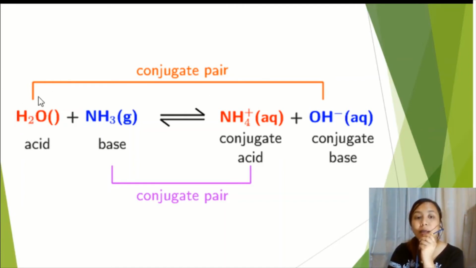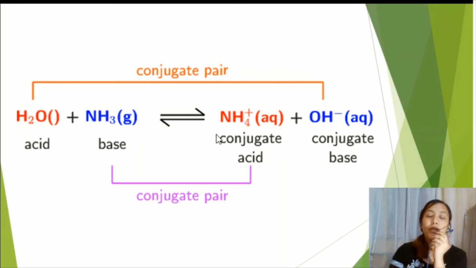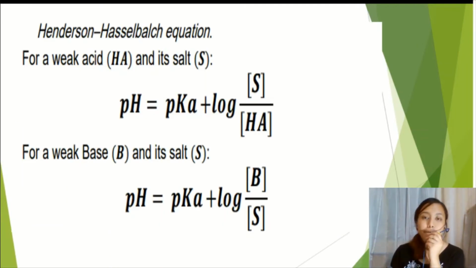Okay? So since I donated it, I became OH because I added it into my base NH3 before. Since I'm a base, what do I do? I am a proton acceptor. I am the one accepting the proton. Therefore, I become NH4 in this solution. So these are just examples of your weak acids, and this is your Henderson-Hasselbalch equation.